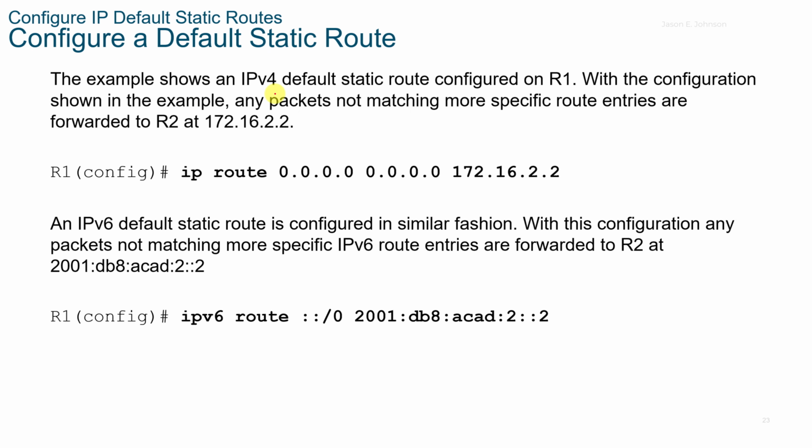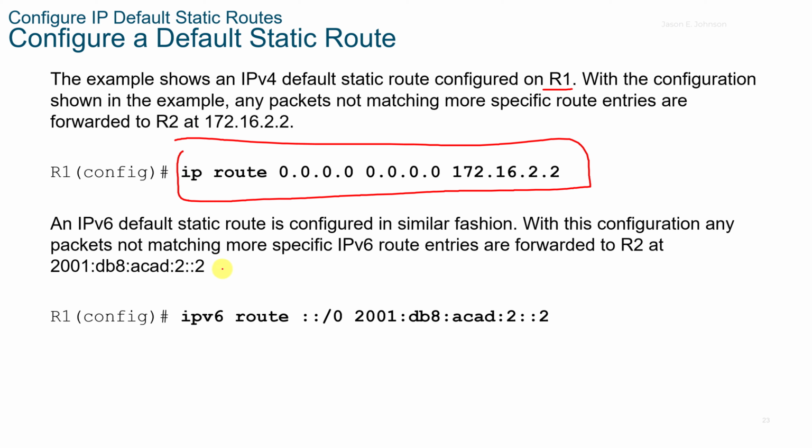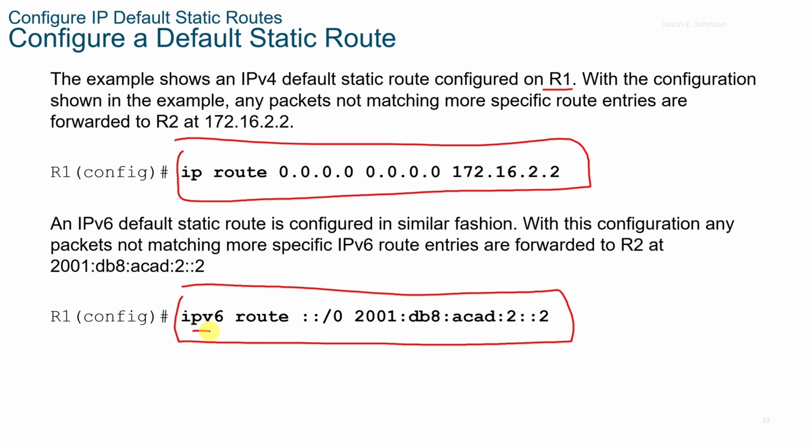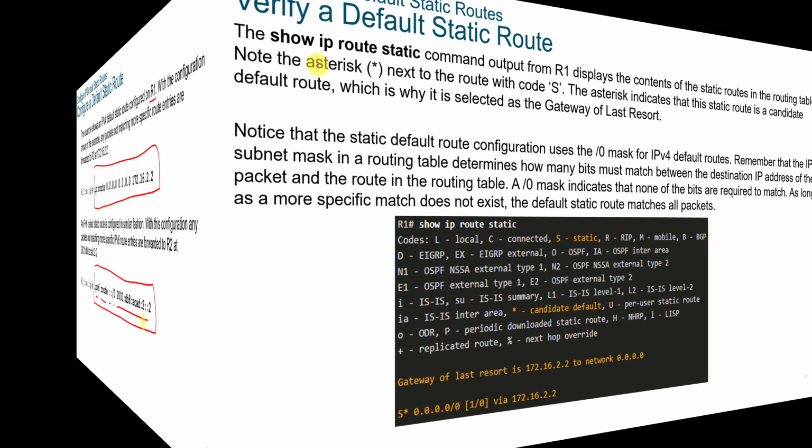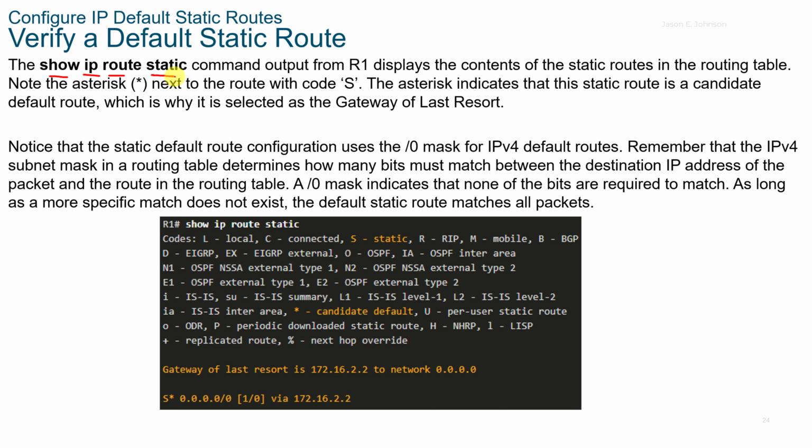The example here shows the IPv4 static route configured on R1 with the configuration shown in the example. And then the IPv6 route is shown right here with the example. So we do ipv6 route ::/0 with the IPv6 address. The show ip route static command output from R1 down here shows the contents of the static routes in the routing table. Note the asterisk next to the route with the code of S. The asterisk indicates that this static route is a candidate default route.